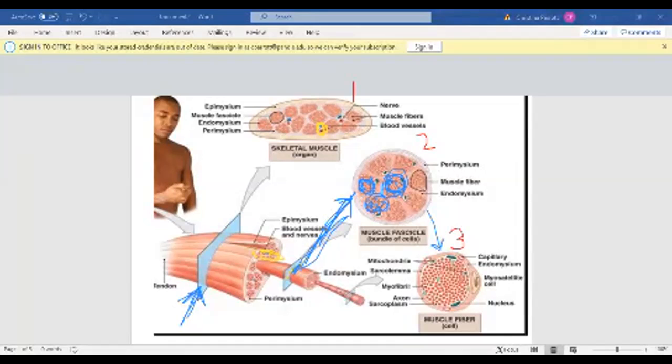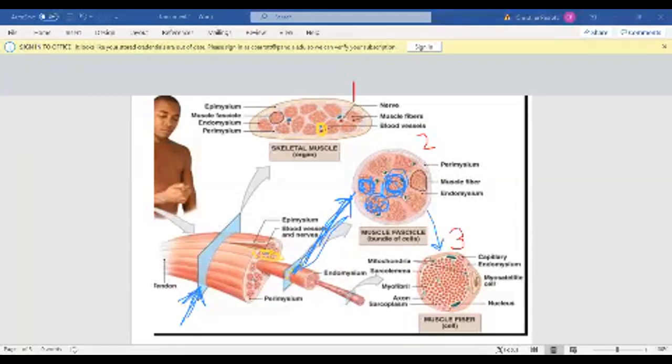Then you'll also see within that endomysium, you have a myosatellite cell. Remember, your myosatellite cells are your nurse cells. They're the ones that are going to nurse that muscle cell back to health after an injury. So they're going to help with tissue repair after an injury to the muscle cell.